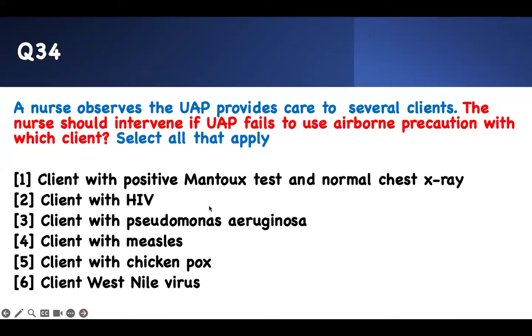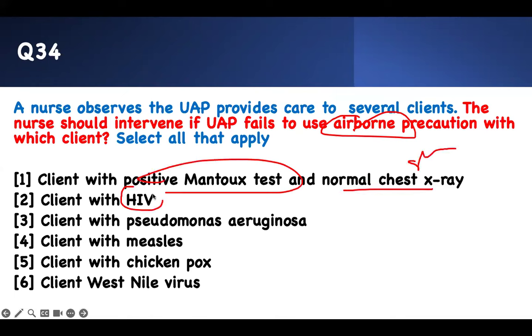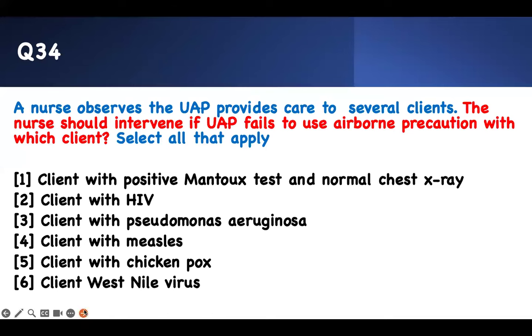Number 34. A nurse observes a UAP provide care to several clients. The nurse intervenes if the UAP fails to use airborne precautions with which client? You have to know your airborne precautions. Positive test and X-ray is normal, this is standard precaution. HIV, standard precaution. Pseudomonas aeruginosa, this is contact. Measles, airborne. Chickenpox, airborne and droplet. West Nile is standard precaution. 4 and 5 are your right answers.